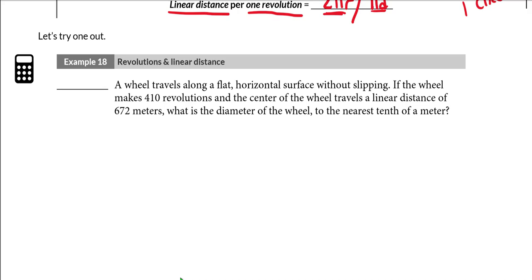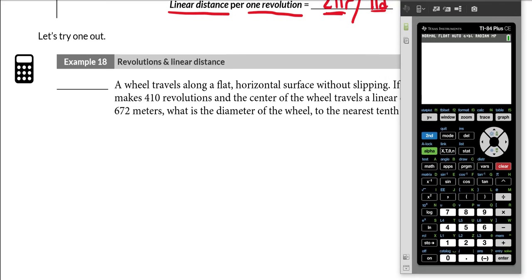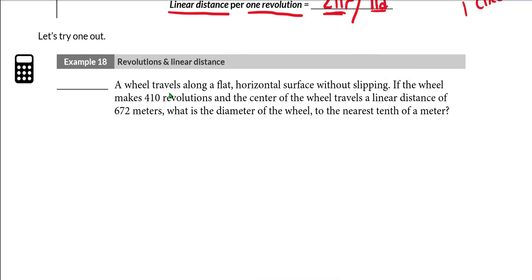If not, watch me work through it right now. This is a calculator question. I'm going to bring my calculator up just in case. Actually, let me put that down there while I read the question. A wheel travels along a flat horizontal surface without slipping.